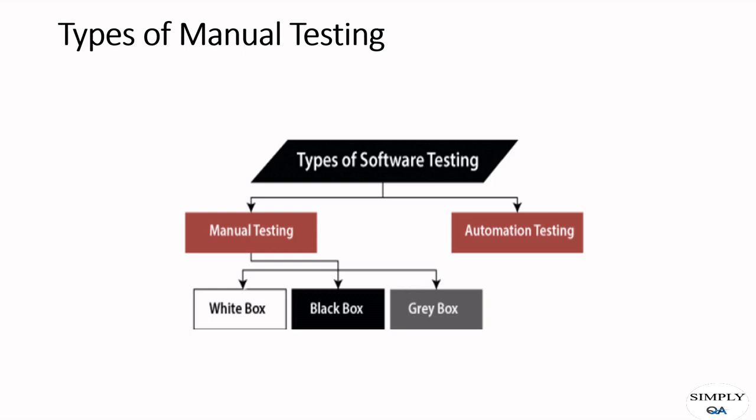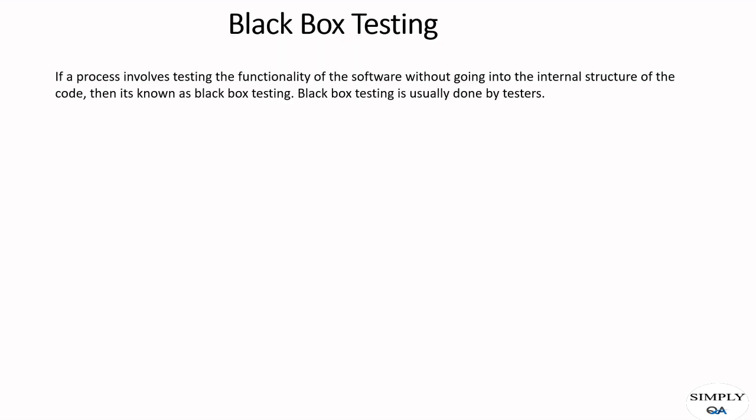So guys, basically there are three types of manual testing, that is white box testing, black box testing, and gray box testing. Let's see each and every type in detail. So now let's see about black box testing.